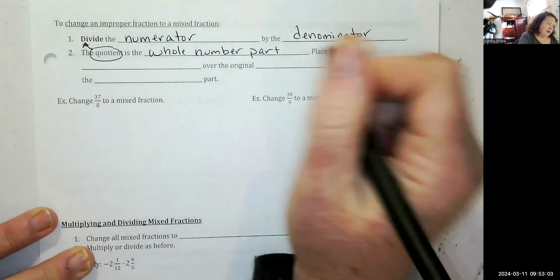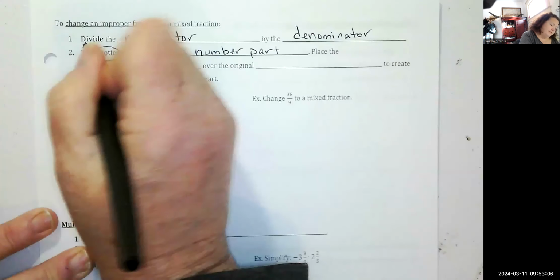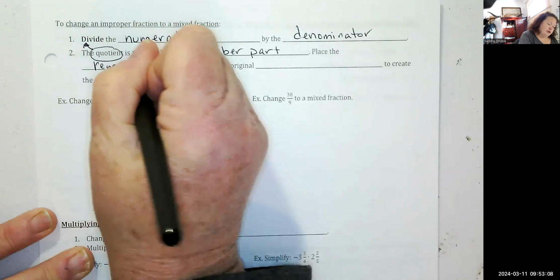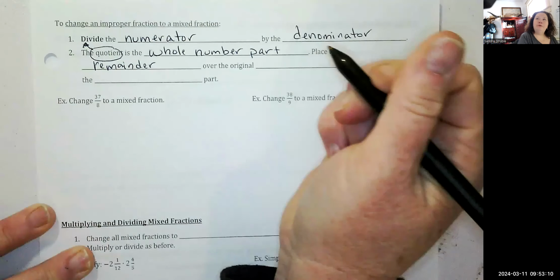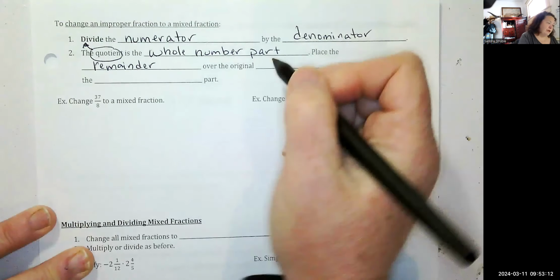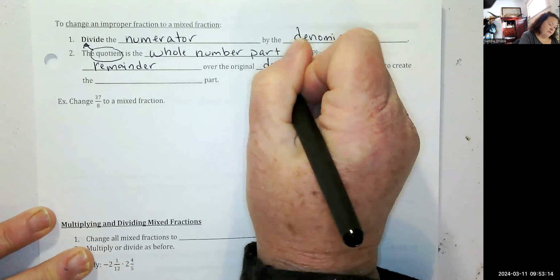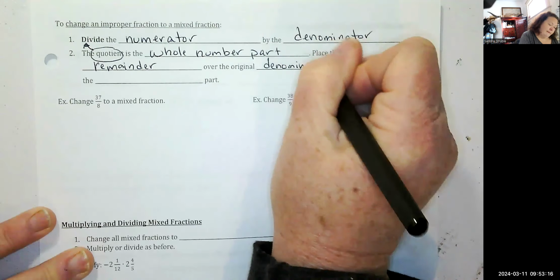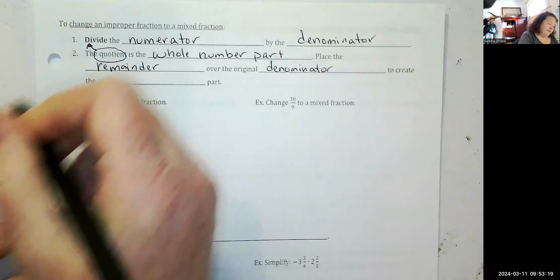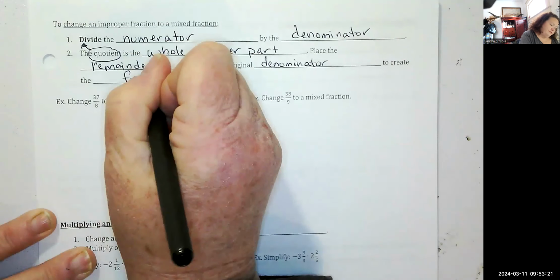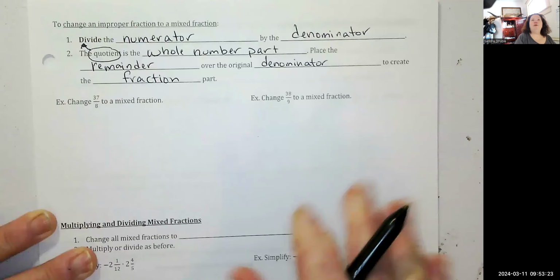Place the remainder over the denominator. This is just how we're going to do it. I'm giving you the words and then I'm going to show you. Place the remainder over the original denominator to create the fraction part. And I'll show you what this means as we go through.